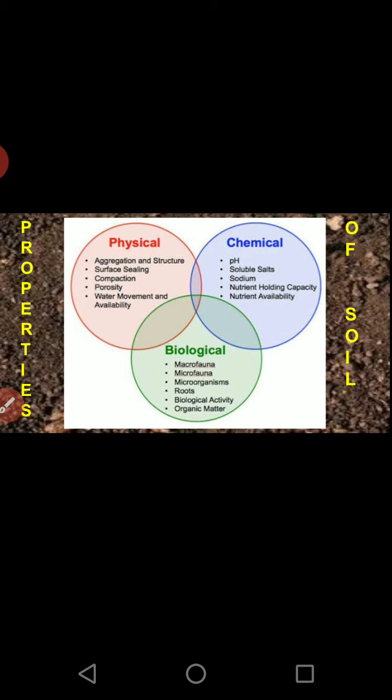Now every soil has various types of characteristics or properties. It has physical properties such as aggregation and structure. What kind of structure is the soil having? Sand, silt, clay, or only clay and sand, or only sand, likewise.